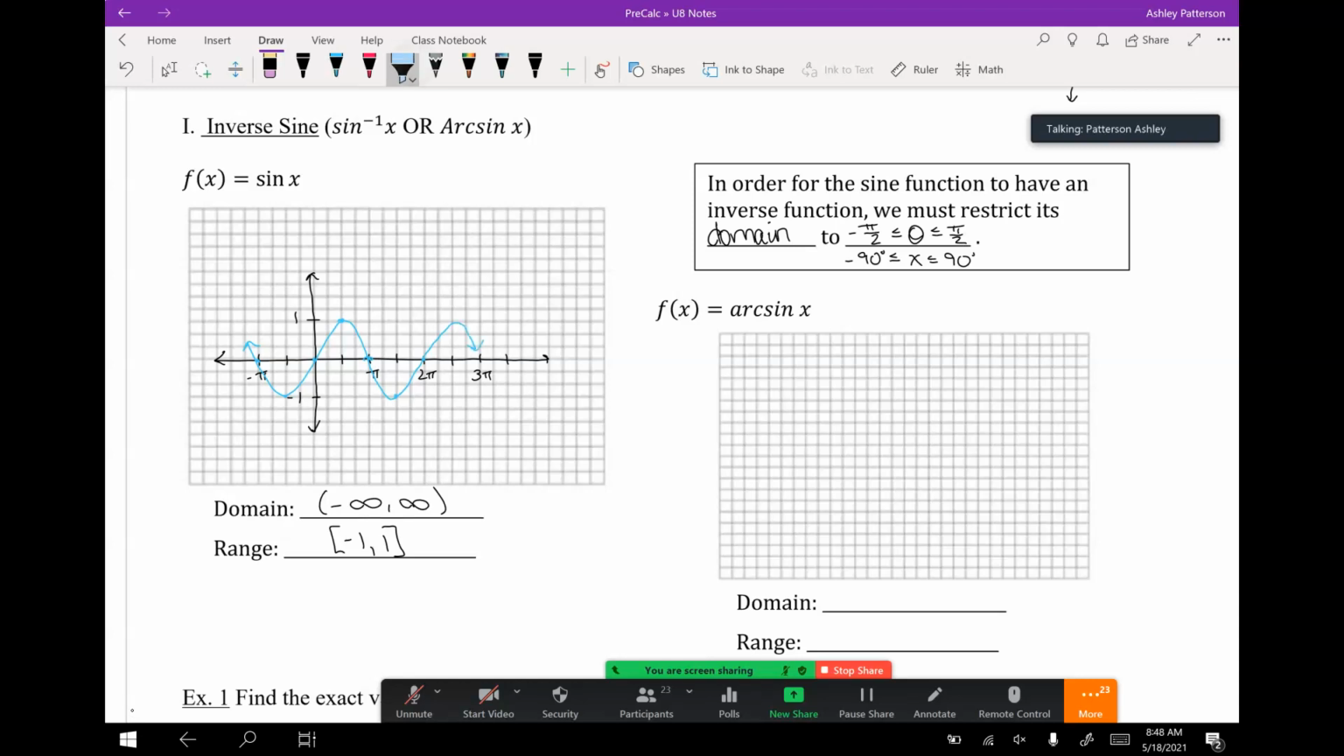Okay, so if we restrict the domain, that means we're only looking at a certain part of the sine function. We're going to cut it out, yeah? And it's going to exist from -pi/2 to +pi/2. If we restrict the domain, this is the part that we're going to have for our inverse sine. So graph that with me, please.